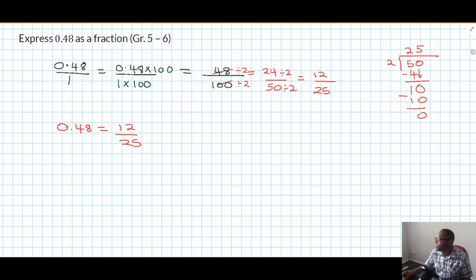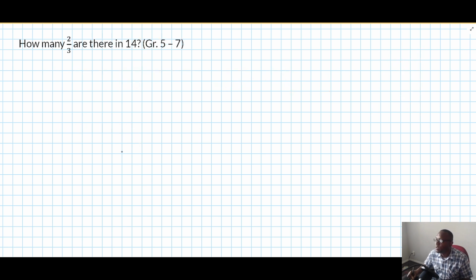Our next question here is going to be a grade 5 through 7 question. The question here is, how many 2/3 are there in 14? So the way I look at this, because of fractions, and sometimes when students see fractions, they freak out. So I always try to think about it this way.